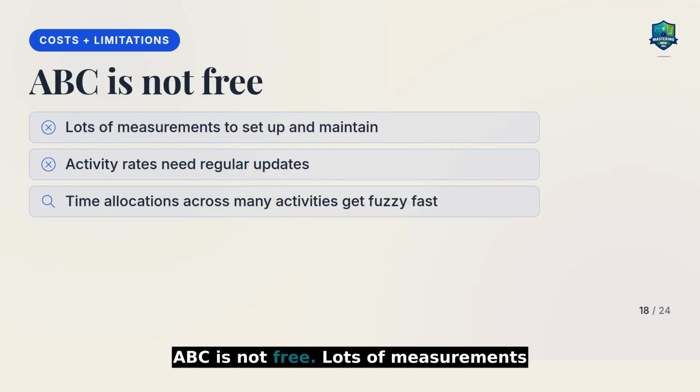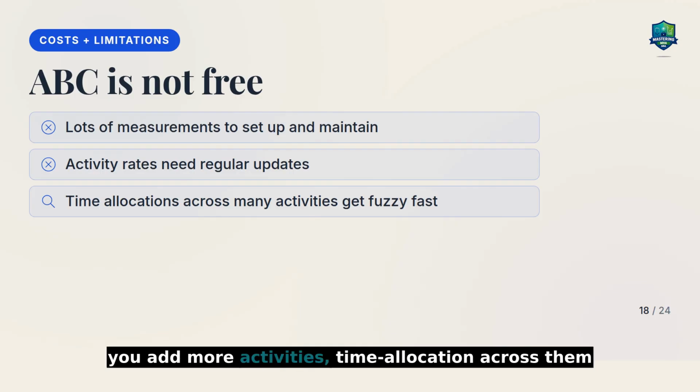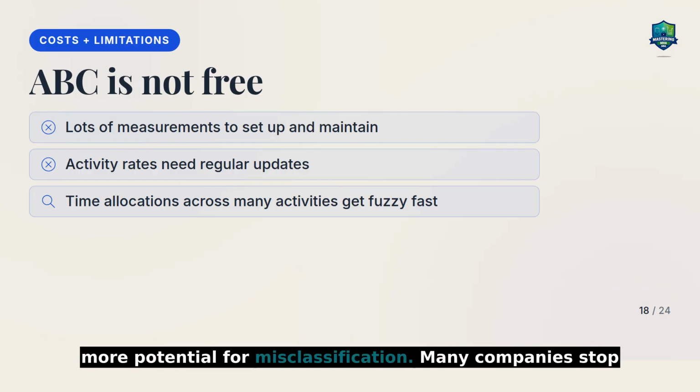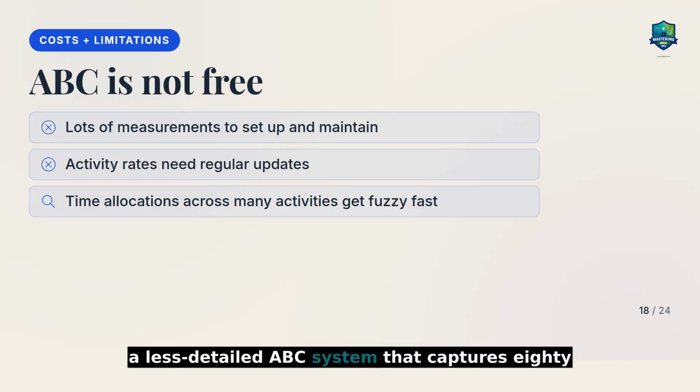ABC is not free. Lots of measurements to set up. Activity rates need regular updates. As you add more activities, time allocation across them gets fuzzy, and supervisors become less reliable estimators. Plus, more pools mean more potential for misclassification. Many companies stop at a less detailed ABC system that captures 80% of the benefit at 20% of the cost.